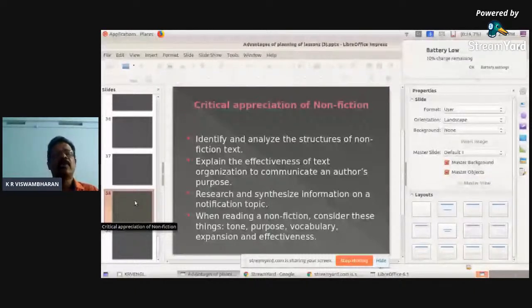Only then will you be able to write any critical appreciation, because this helps you to understand the discourse, novel, or story very well. So only then can you write a critical appreciation of any kind.